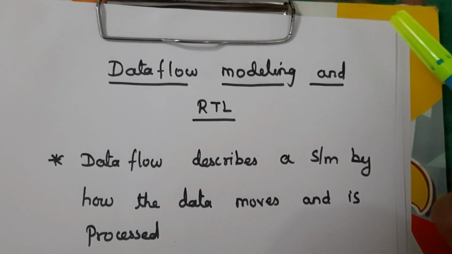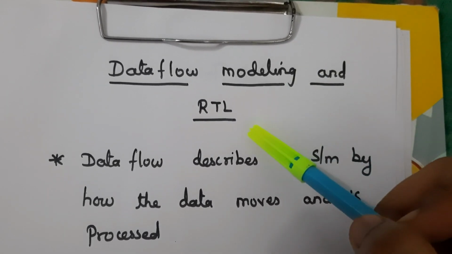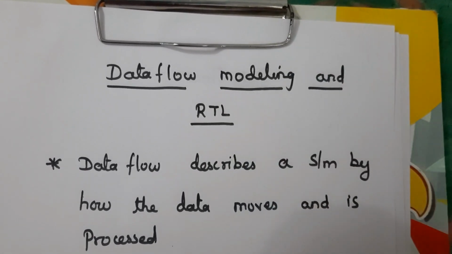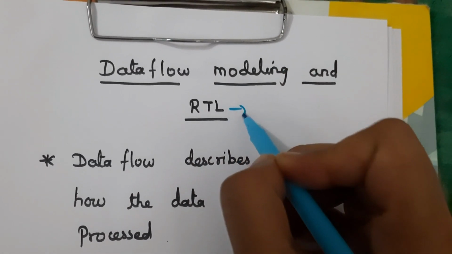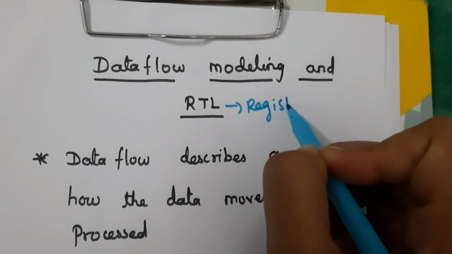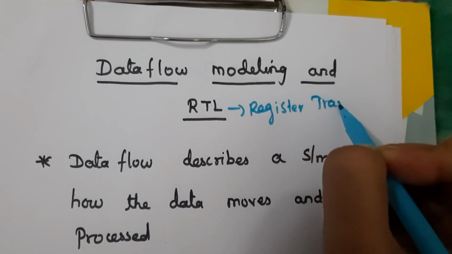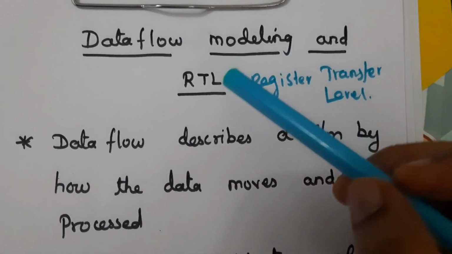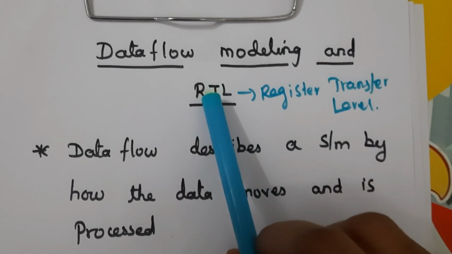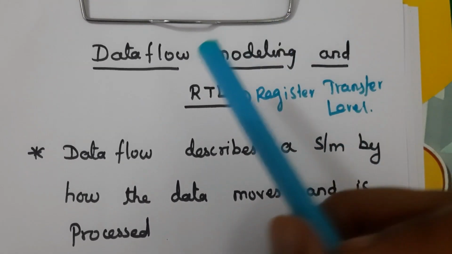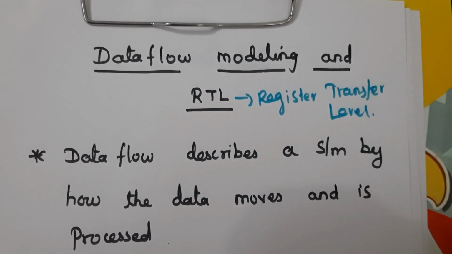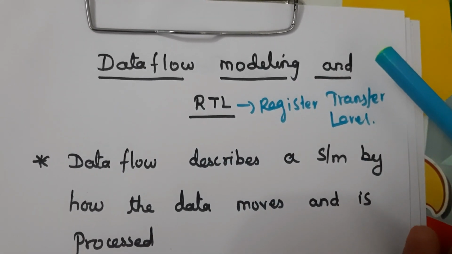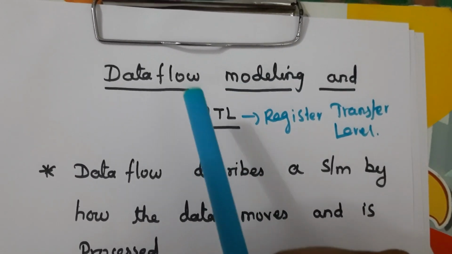In this video, we are going to see about data flow modeling and RTL. RTL means register transfer level. This RTL is used to transfer the written code into its register level. We can explain this RTL with behavioral modeling also, but here we are explaining this RTL with data flow modeling.